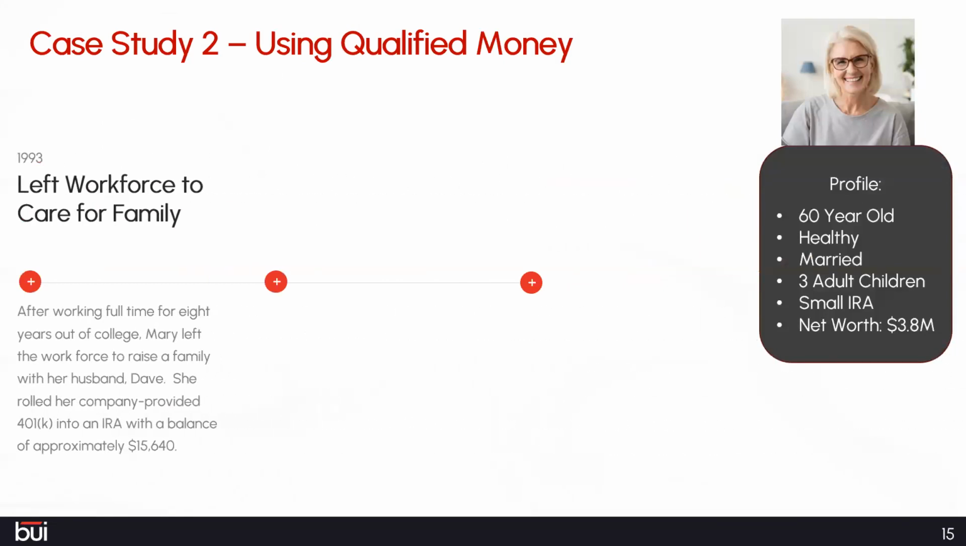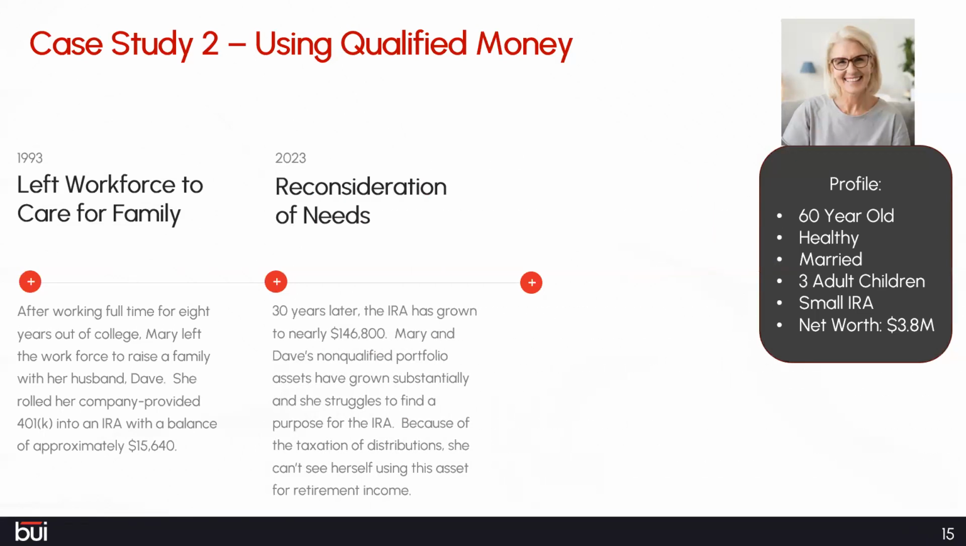Mary graduated from college in the early 90s and joined the workforce, where she immediately began contributing to her 401k. After several years of employment, she left the workforce to start a family. And at that time, she rolled her $15,000 401k into an IRA. 30 years later, here we are in 2023. And like Jill from our previous example, life is different. Her IRA has grown to about $146,000, and she has developed a robust, non-qualified portfolio. And again, been trained never to touch that IRA due to taxes and penalties.